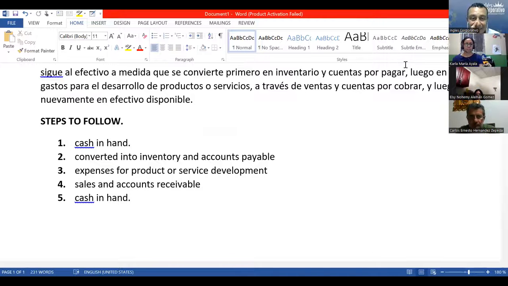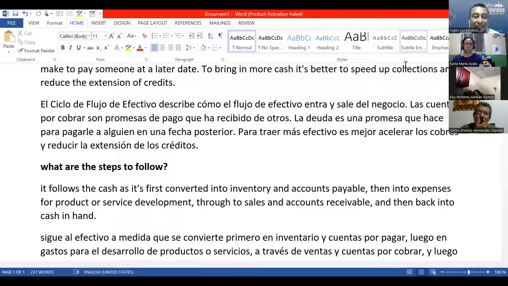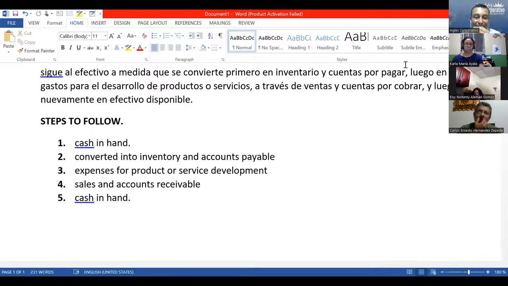Este está bien explicado, okay? This is easier to understand. Esta información que ellos investigaron tal vez está un poquito más fácil de digerir. Déjala ahí, por favor, y leave it there.